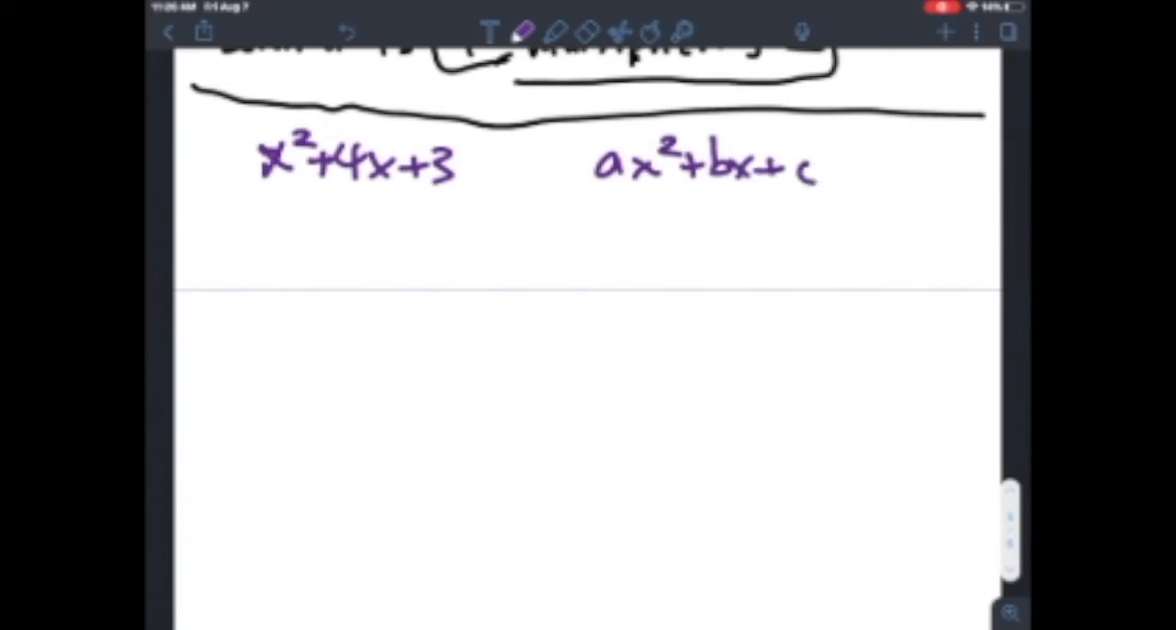So yeah, try to pause the video and see if you can get what a, b, and c are in this case. Okay, so we have a is 1x squared, so a is 1. You can see b is bx, 4x, b is 4, c is 3. Use the quadratic formula.